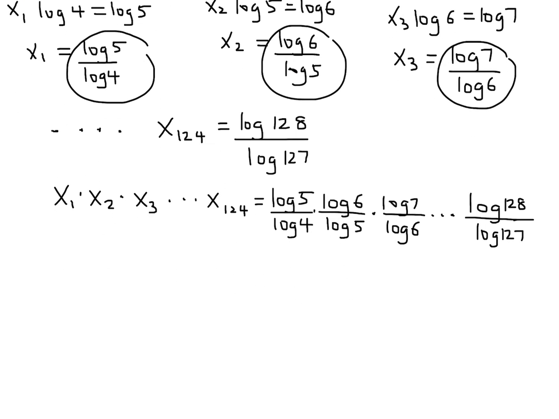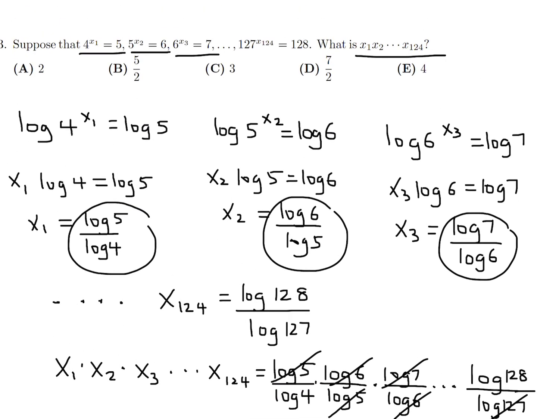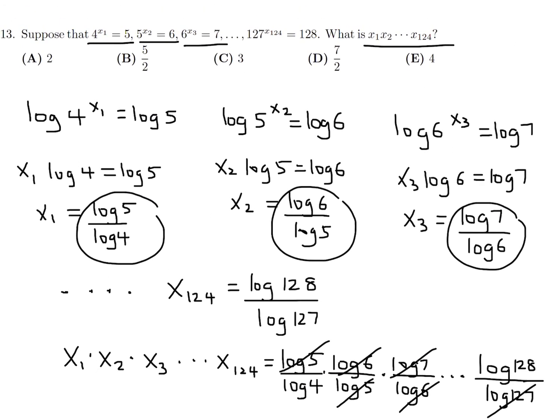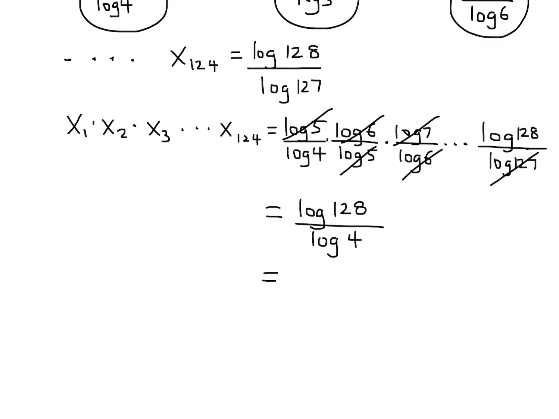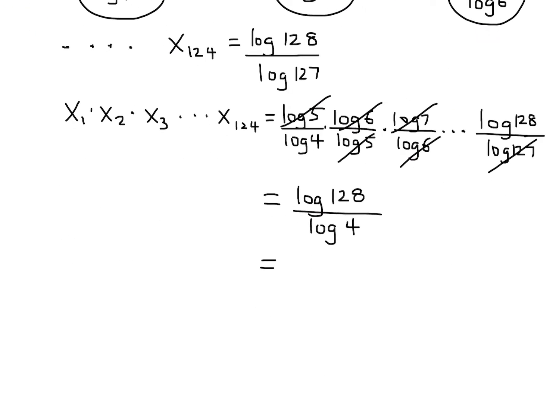Now the good news is a lot will cancel. That will cancel, that will cancel, and so on. All those will cancel. So you will, in the end, be left with just the log of 128 over the log of 4. All right? Now, the log of 128 and log of 4, how do I proceed? That's not one of the answer choices, right? I mean, the answer choices are these small numbers. Okay, no problem. All you have to do is convert those numbers to powers of 2.